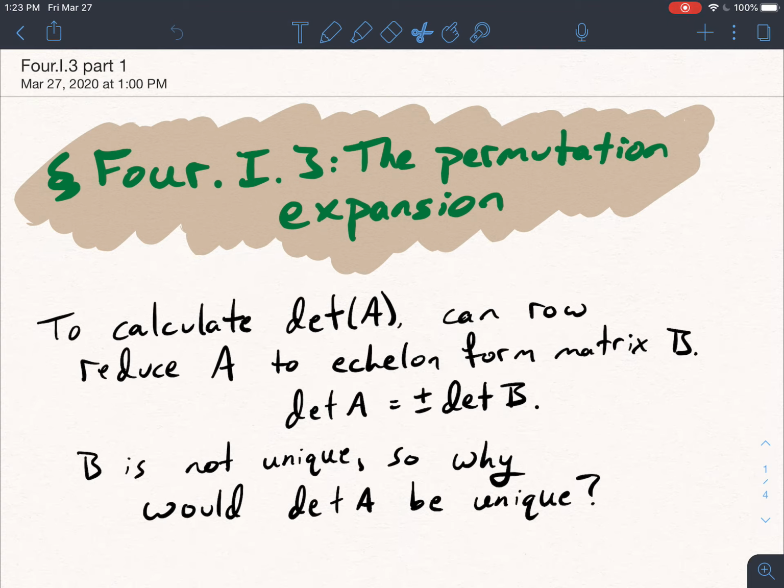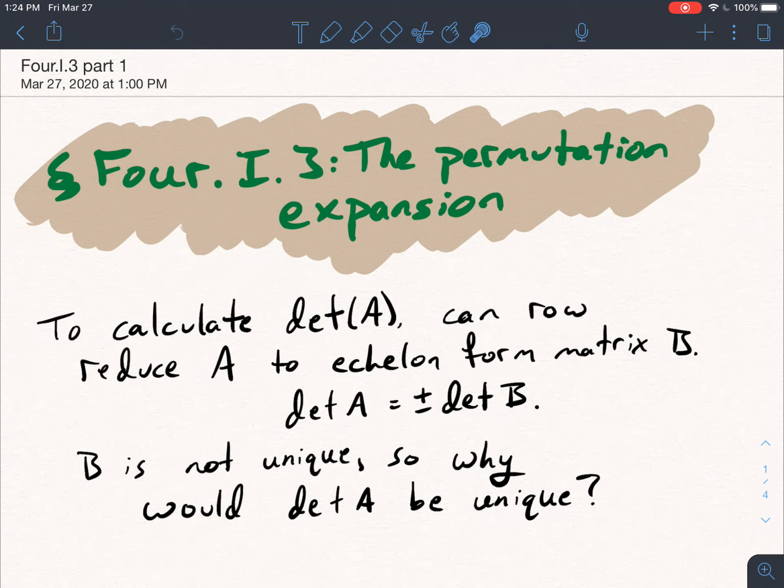So what we don't know is that that is a well-defined process, and we don't know that determinants always exist. We don't know that the determinant function is a well-defined function. So like I said, to calculate the determinant of a matrix, we reduce that matrix to echelon form, call that matrix B, and then the determinant of A is equal to plus or minus the determinant of B, and that plus or minus is just determined by how many row swaps we did along the way of row reducing. So the issue here is that we don't know that the determinant is actually a function.